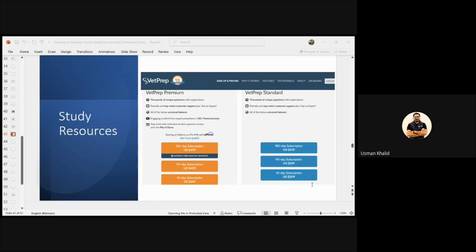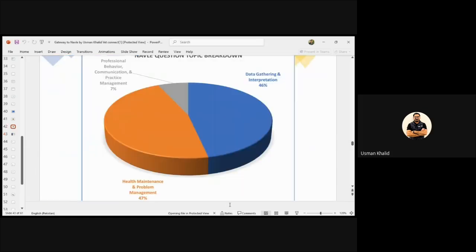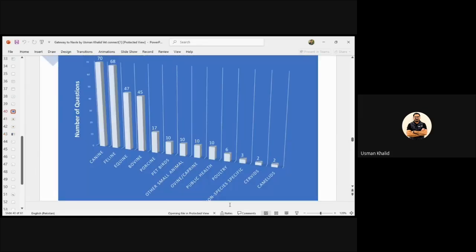So NAVLE questions are basically asked from different species. There is a species breakdown in this. There will be canine, feline, equine, bovine, porcine, and in the same way all the other species. Now you can get an idea of which species you need to focus on more. You can assess it from here, rather than asking someone.